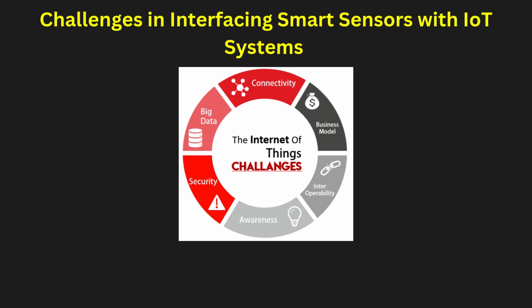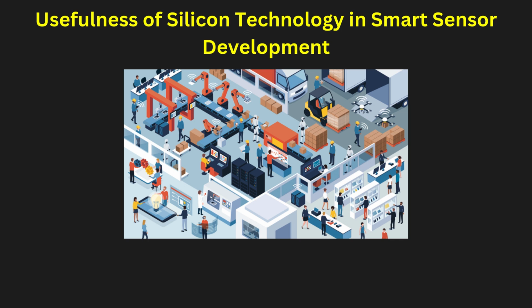Physical size constraints also limit the complexity of the interface circuit in compact devices. Finally, maintaining cost effectiveness and scalability while meeting the performance demands adds to the complexity. Addressing these challenges is essential for smooth deployment of IoT based sensor networks.